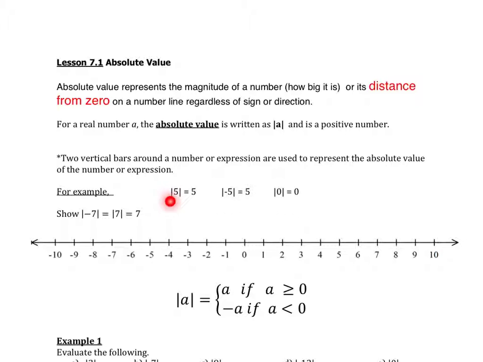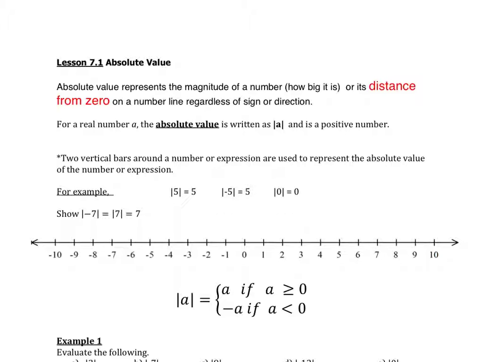Now, the absolute value of 5 is just 5, which says that 5 is 5 away from 0. And the absolute value of negative 5 is also 5, which if we find negative 5 right here, we see that it's 5 away from 0. And the absolute value of 0, well, 0 is 0 units away from 0.